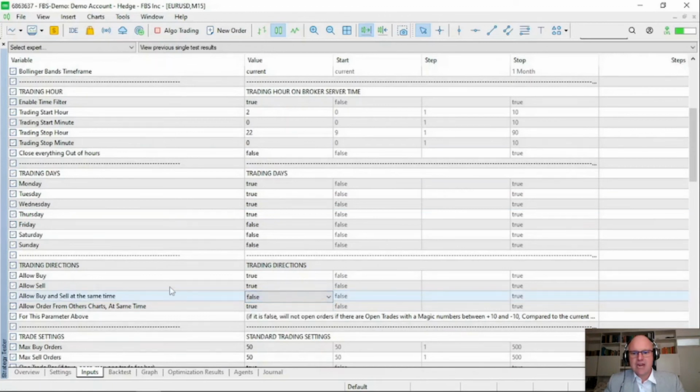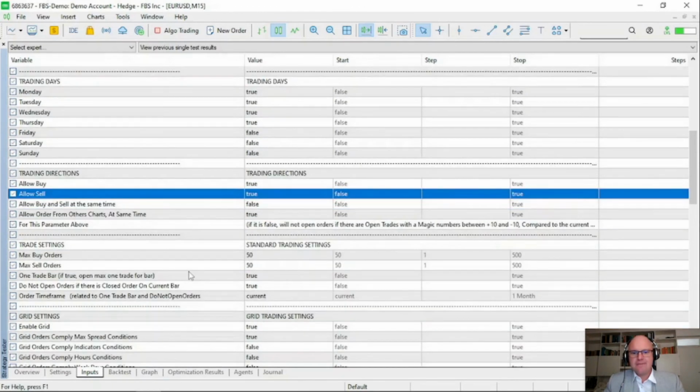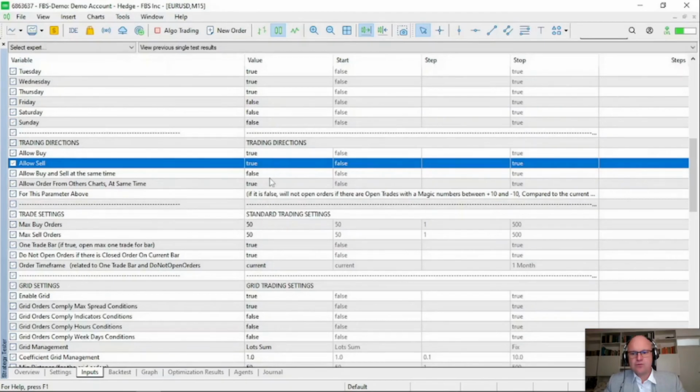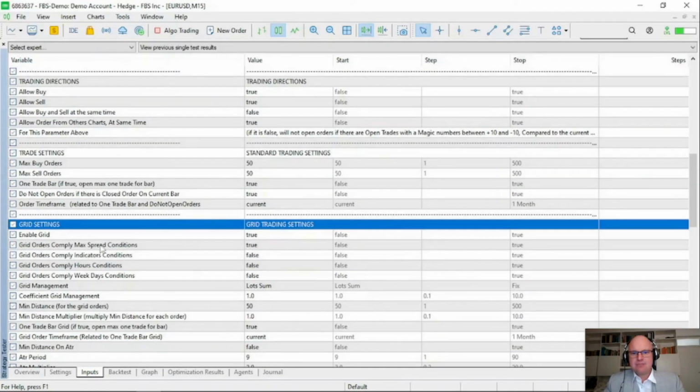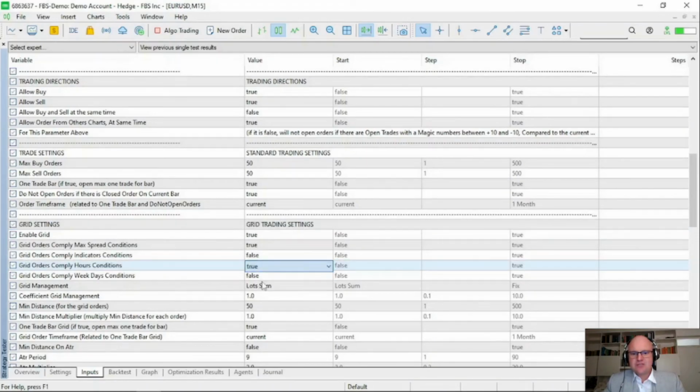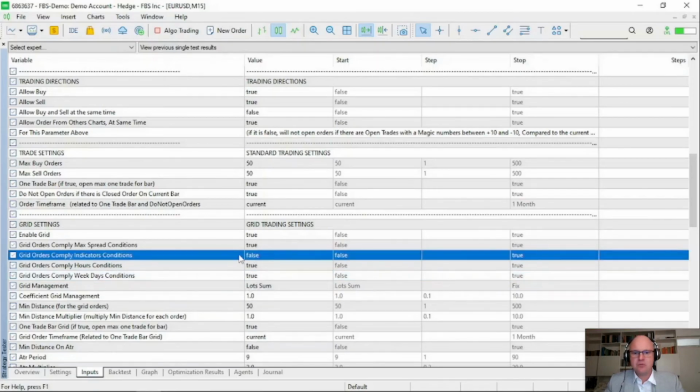Lastly, remember for trading days that I select false, and this will now affect my grid orders as well. Allow buy and sell at the same time is also false. These additional filters for the grid are very important, because otherwise it would be placing trades during unfavorable times and, in my opinion, on unfavorable days.